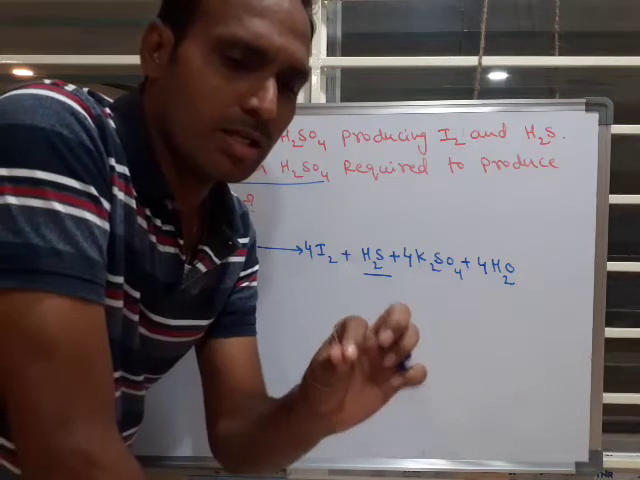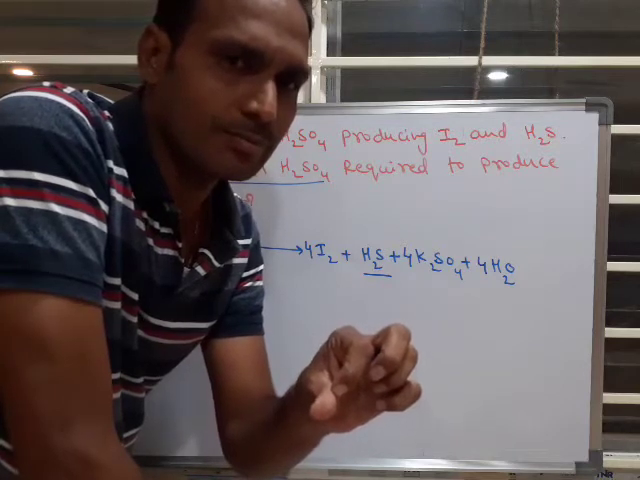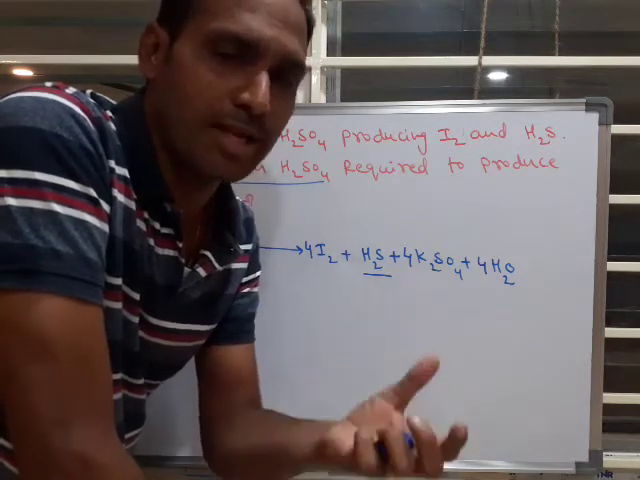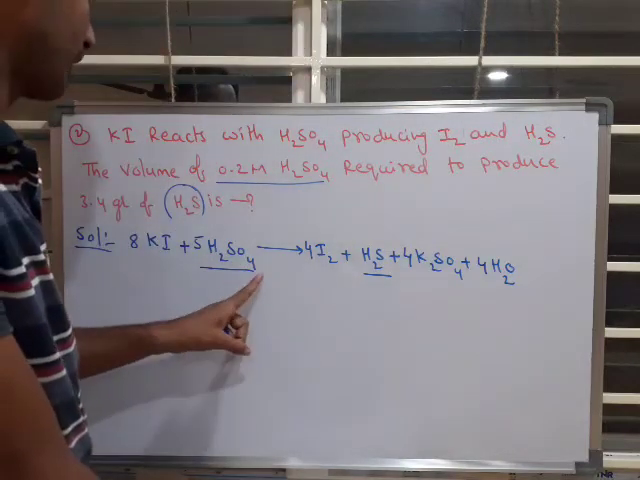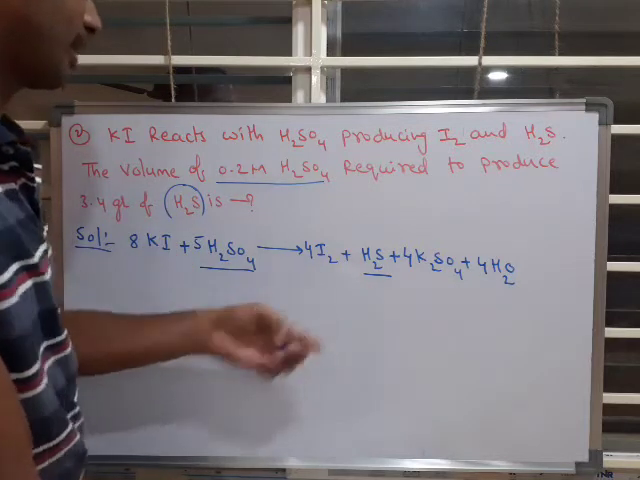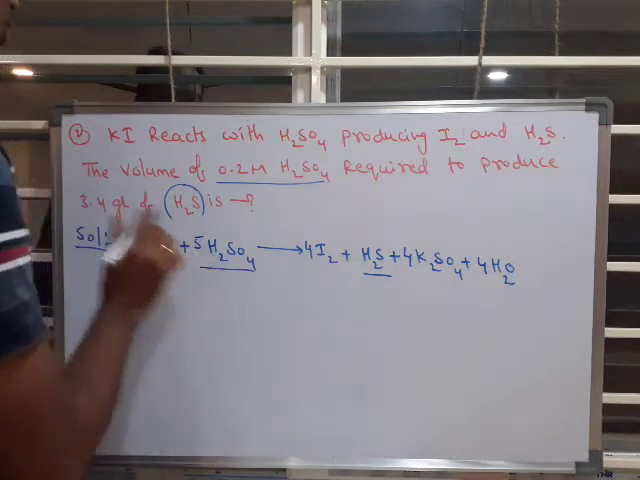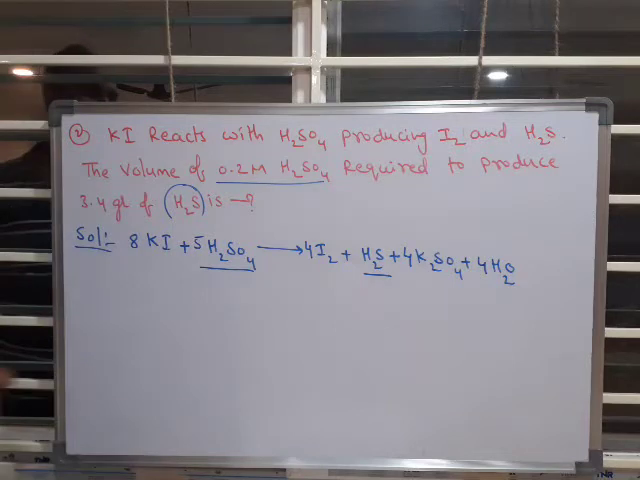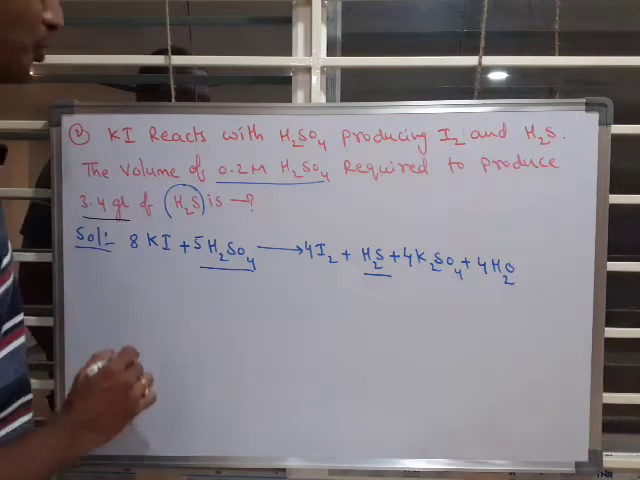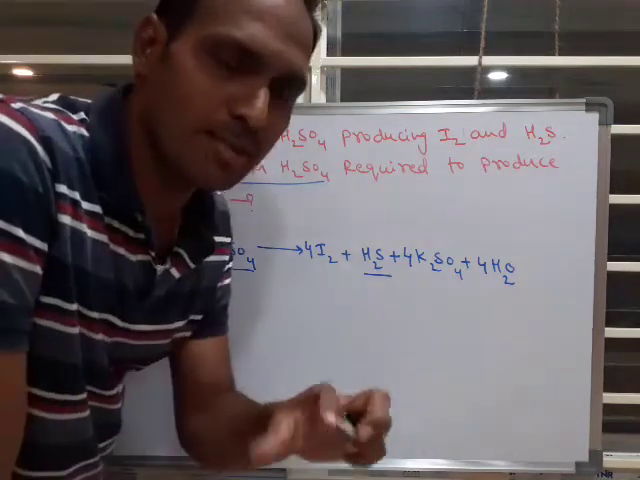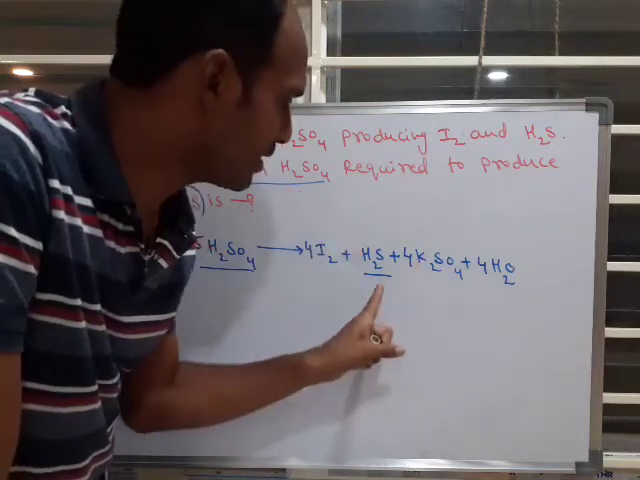Then we have to underline those species: first the one we have to find out, and next the one about which information is given. Information is given about H2S, so underline it, and we have to find out the value of H2SO4 required to produce 3.4 grams of H2S. Now we have to compare those two. We will find the volume of H2SO4, but the clue is given.